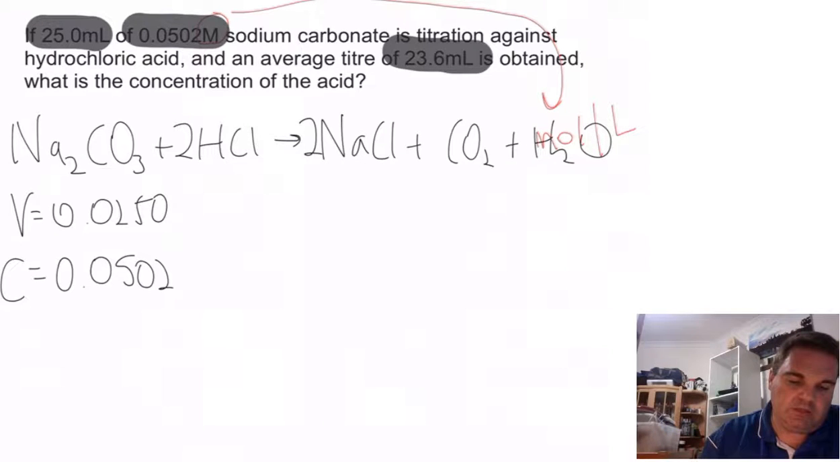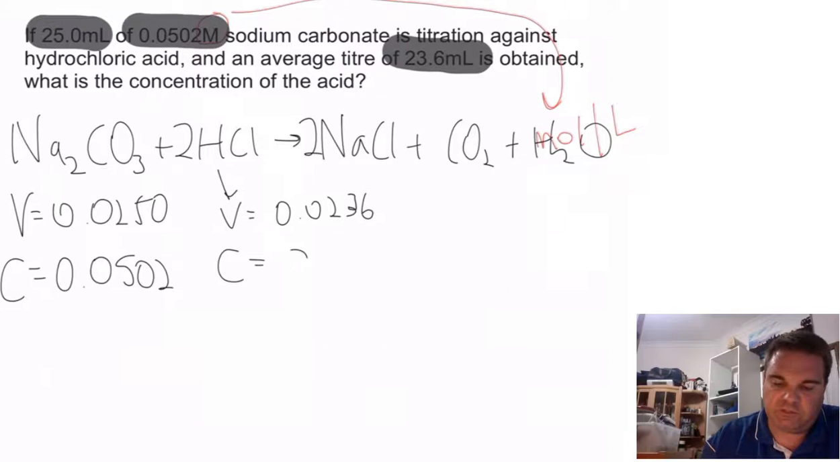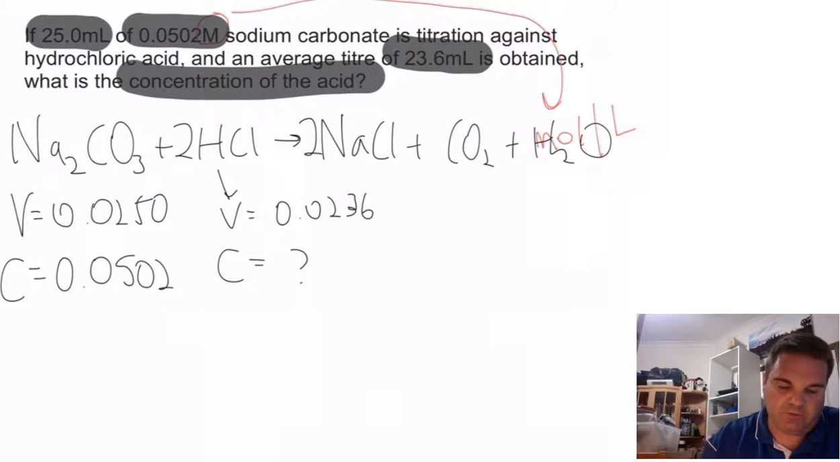What we've also got from the question is an average titer of 23.6 milliliters. So that's our volume of hydrochloric acid, 0.0236, and it's trying to find us the concentration. That's what the question's asking, concentration of the acid. Sometimes it actually helps you to highlight that as well, and that just helps you to know what to write down.